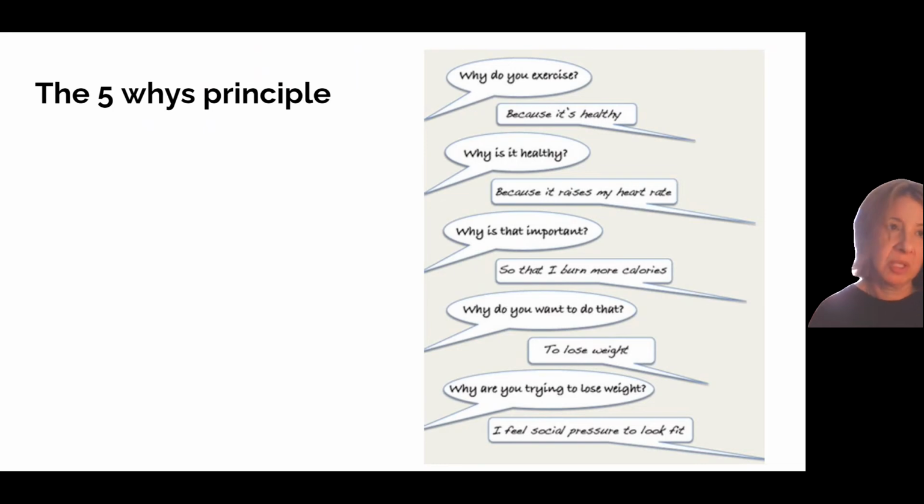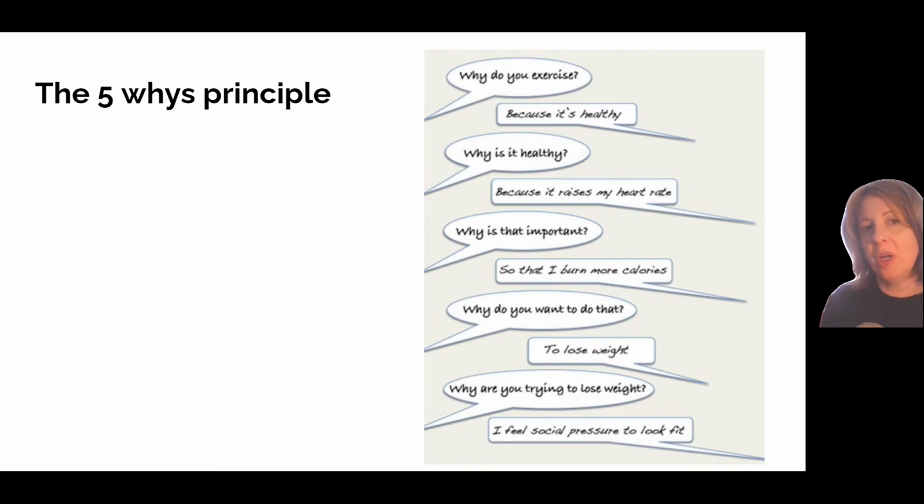Why do you exercise? Because it's healthy. Why is it healthy? Keep digging. Yeah. Because it raises my heart rate. Well, why is that important? So that I burn more calories. Why do you want to do that? To lose weight. Why are you trying to lose weight? I feel social pressure to look good.